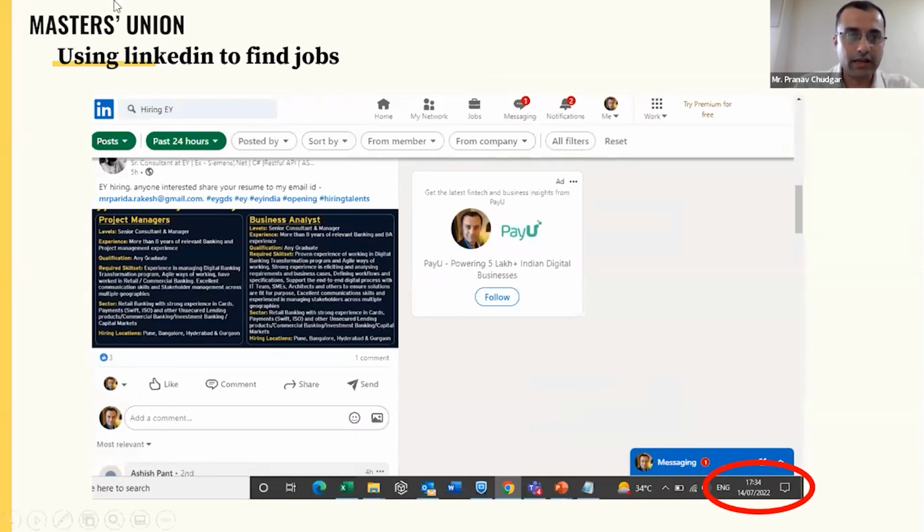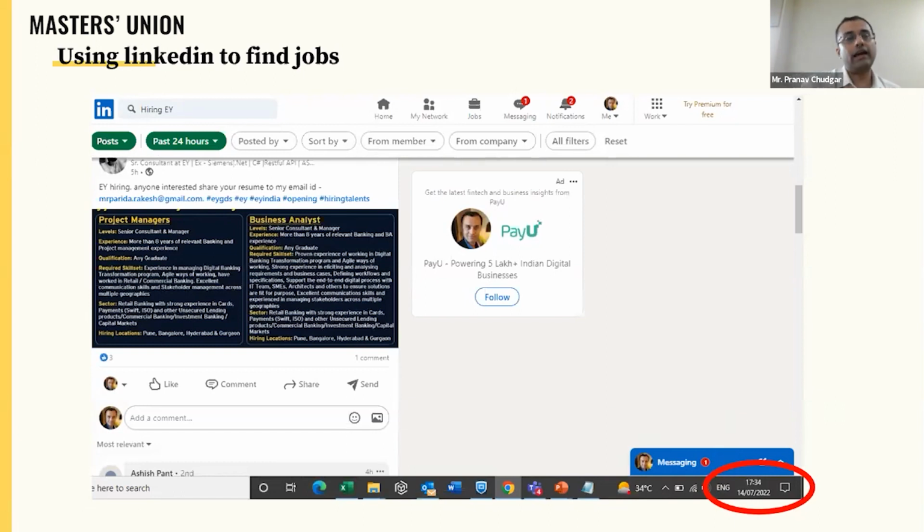If you just write hiring and the company name, and I've used my past company, EY, as an example, and I did this just today, half an hour ago. So if you see on the bottom right side, I've highlighted that I just did this at 5:30 in the evening, just wrote hiring EY, and I get posts of people, and I selected post in the last 24 hours. You can do it in the last 1 week, and you can find out anyone who has posted on LinkedIn where they are hiring at EY.